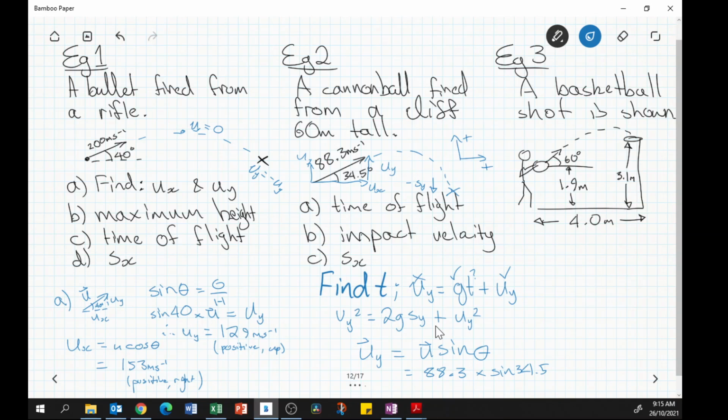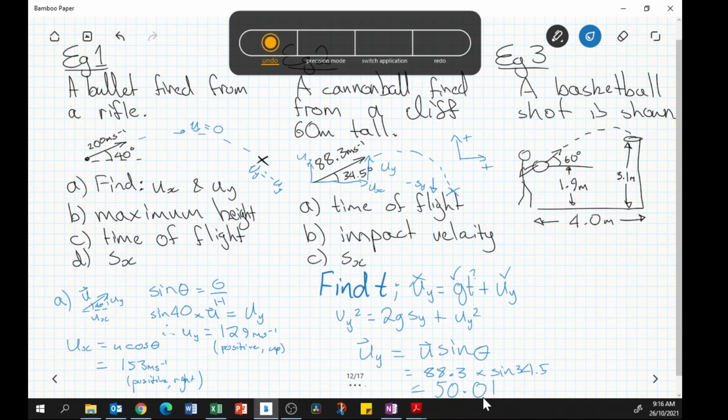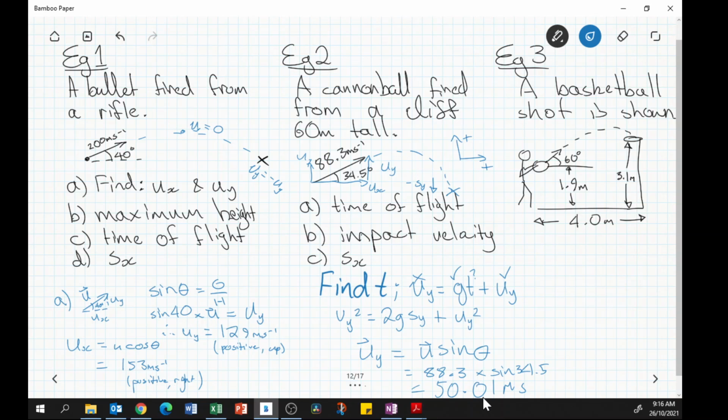And we can chuck that into a calculator. Has anyone beat me to it? Say again? 50.01. That sounds reasonable, absolutely. 50.01, was it? Yep. Squeeze that in there. Meters per second. And we can establish that that's going to be upwards. Okay? Positive, right? Upwards. Right, so that's our initial vertical velocity.